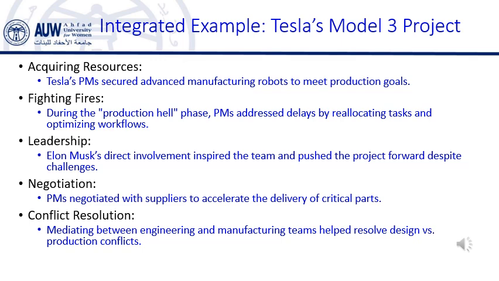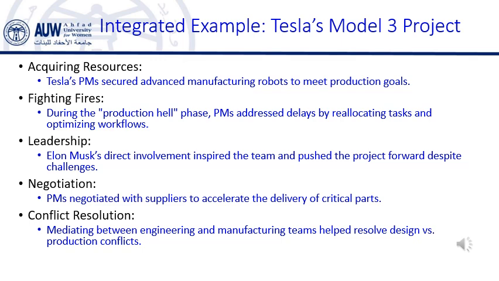4. Leadership and decision-making. Elon Musk, as the leader of Tesla, played a central role in providing direction and making crucial decisions for the Model 3 project. However, leadership isn't just about making big decisions, it's also about motivating the team and setting the right example.